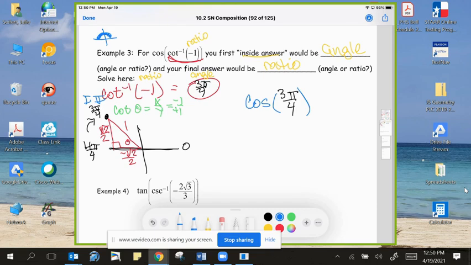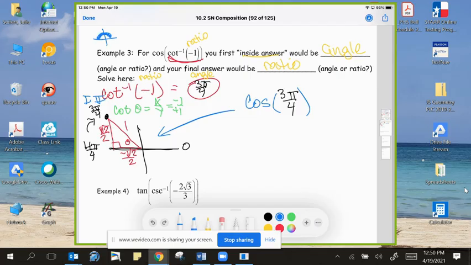Now, do we need another triangle here? No, we don't. We started with a ratio being given to us. We used one triangle to find that angle. Then we need to use that same angle to find the outer ratio. So we already have a triangle drawn with 3 pi over 4. The triangle's already right there, so we don't need another triangle here. You could draw one if you wanted to. It's going to look just the same as the one we have over here on the left.